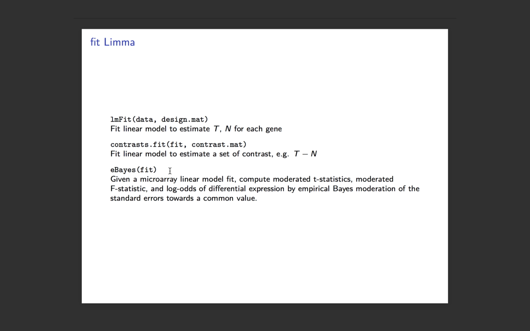And then in the third step, we use eBayes. It takes the fit object returned by contrast.fit, and it will compute moderated statistics using empirical Bayes moderation of the standard errors.